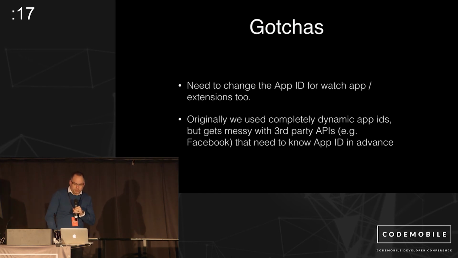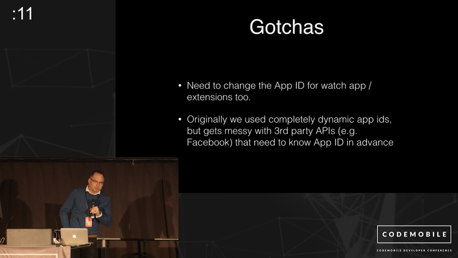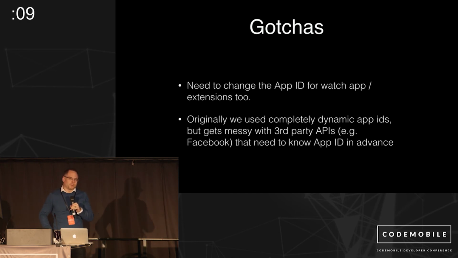Any kind of gotchas? You also need to change the app ID for things like extensions and watch apps. So you need to keep it all coordinated. So if you dynamically generate the app ID for the main app, you also need to generate a corresponding app ID for the watch app and make sure everything all matches up. Originally, the app IDs were completely dynamic and named after the branch. We've had to reduce it down to just feature and develop because third-party APIs expect to know what it is.